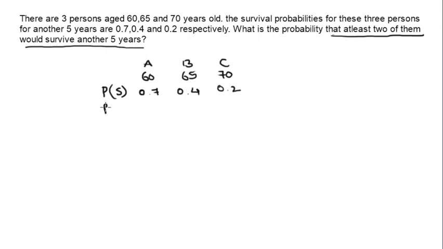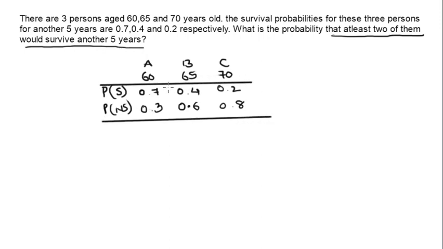So what is the probability of non-survival? It will be 0.3, because total probability will be 1. For B it will be 0.6 and for C it will be 0.8. Is it all right? We'll be doing this and we'll be solving the problem.